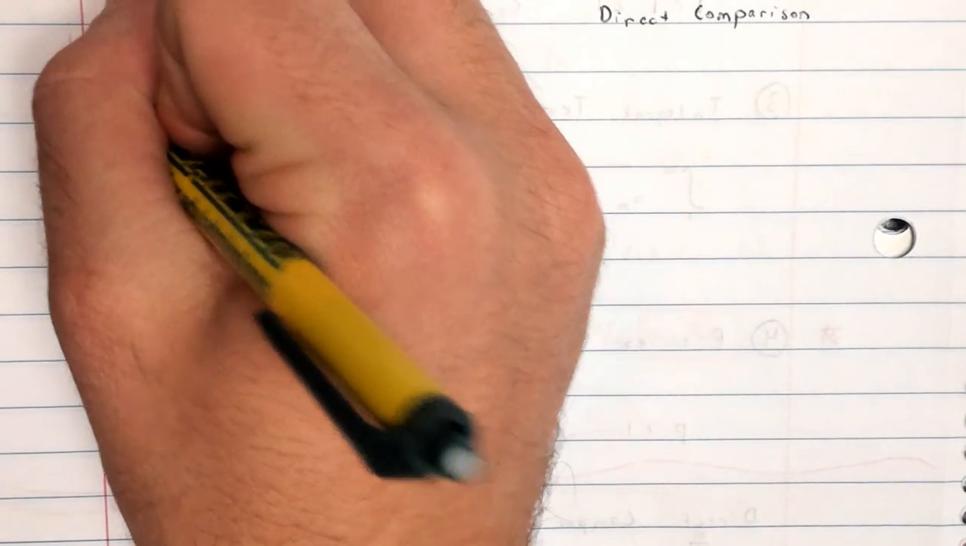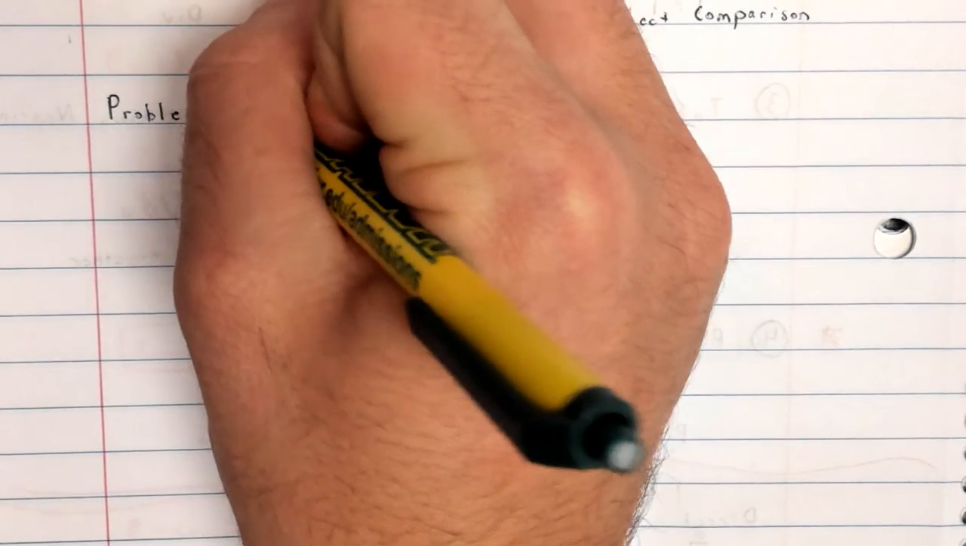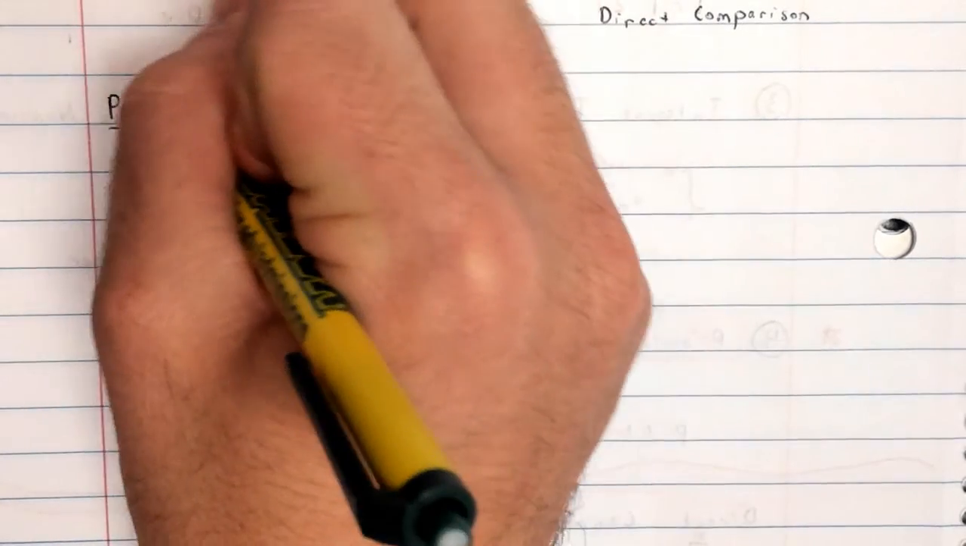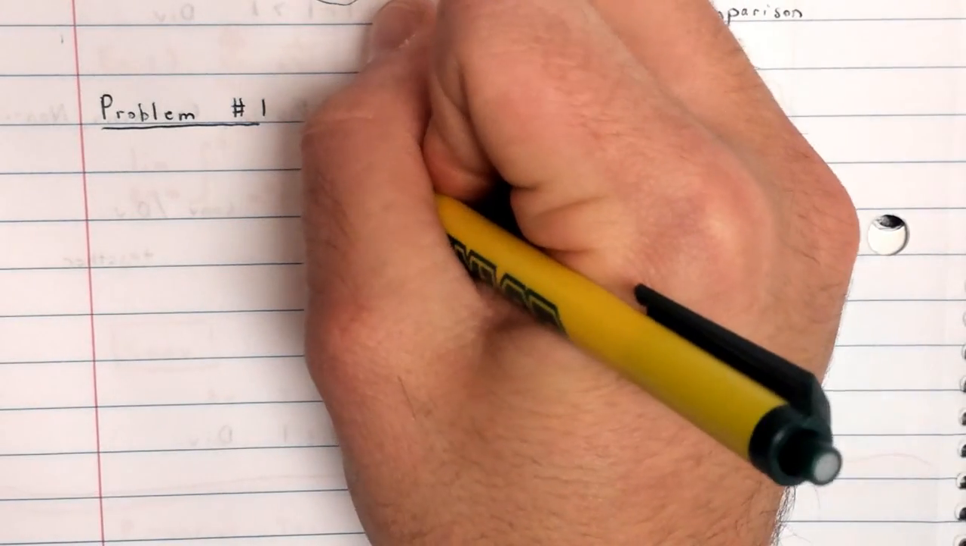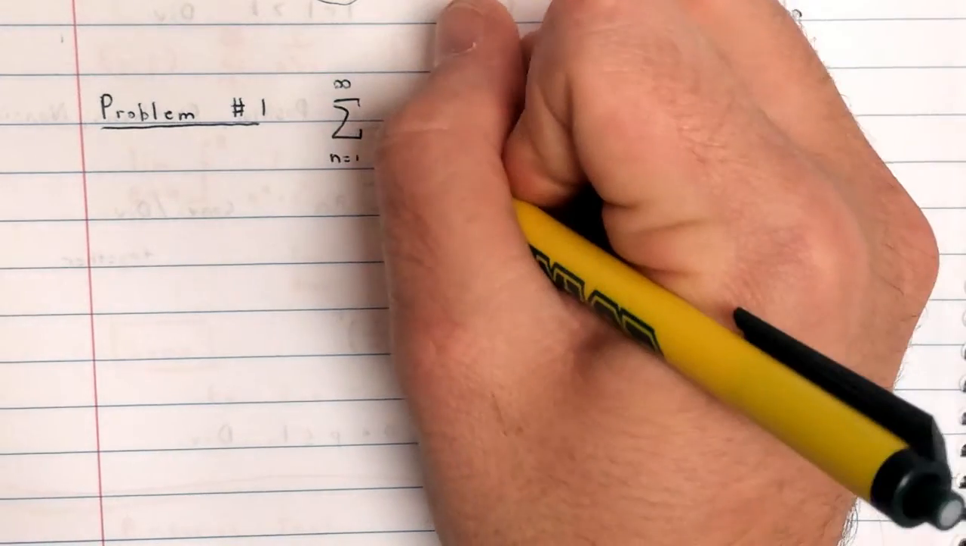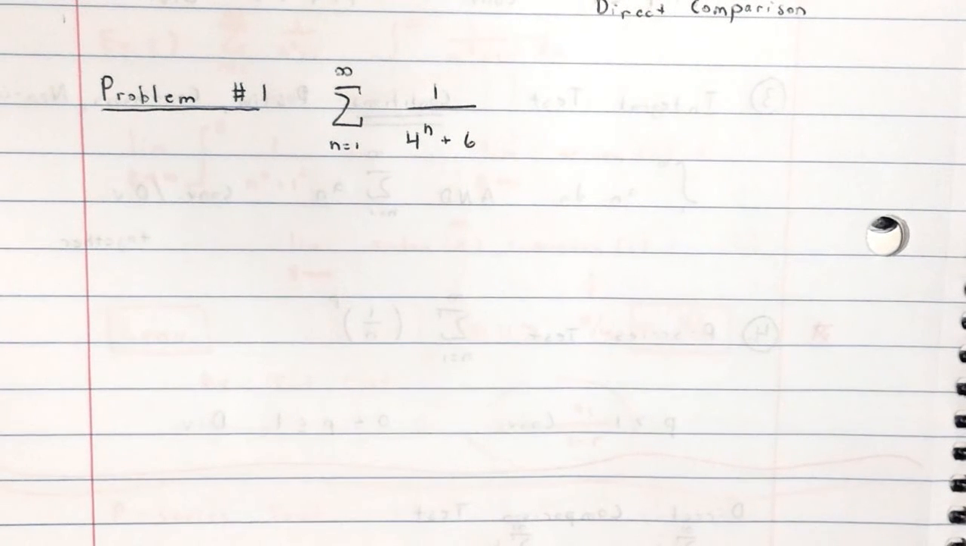Try this one on your own. It's going to be very similar to the thing we just did. Why don't you try the summation n equals 1 to infinity of 1 over, let's go 4 to the n plus 6. Why don't you tell me if that one converges?